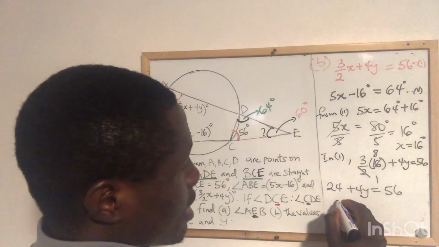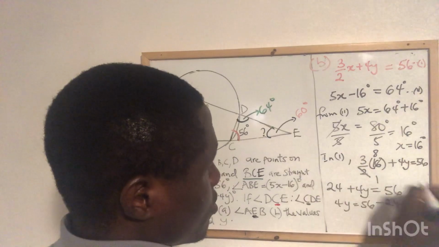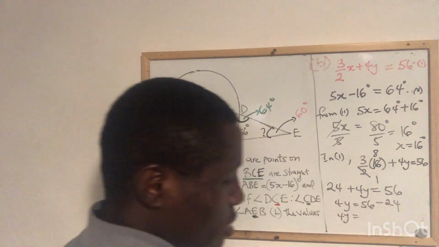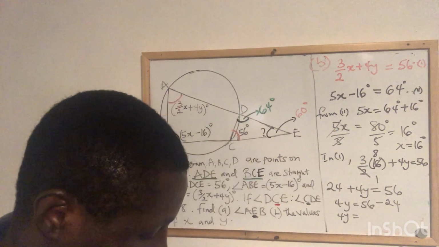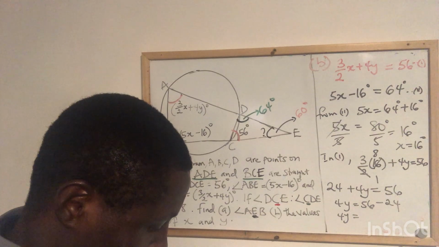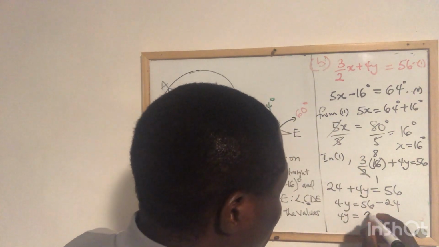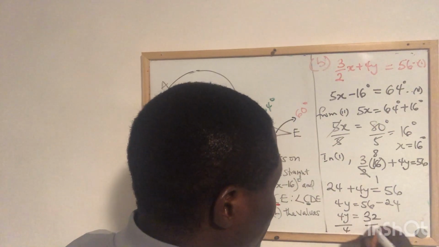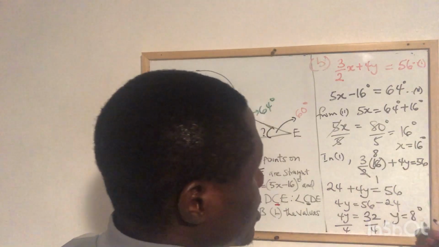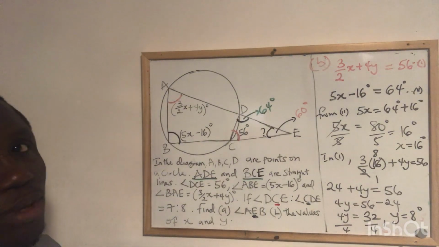So now you collect the like terms. 4y equal to 56 minus 24 when you take this to the other side. So 4y is equal to 56 minus 24, which should give you 32. So we have 32. Divide both sides by 4 now, we get our y equal to 8 degrees. So y is 8 degrees and x is equal to 16 degrees.